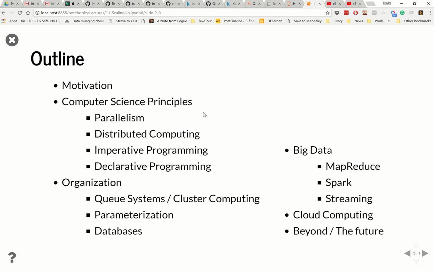So in terms of kind of the outline, we'll start with the motivation, we always do. Then we'll have a bit of computer science principles. So for those of you who are unfamiliar with parallelism, distributed computing, imperative programming, declarative programming.